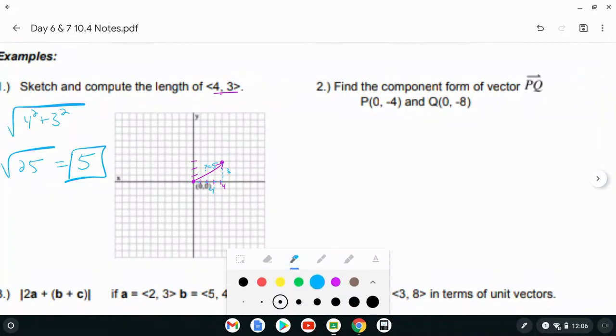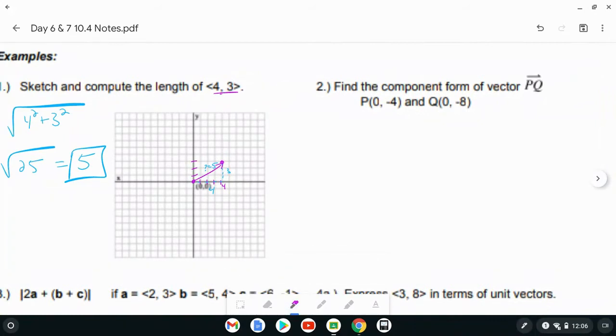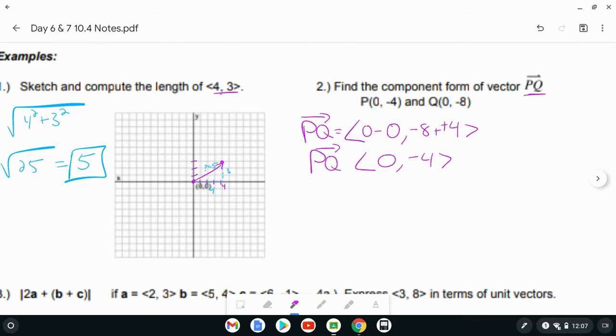If we take a look at number 2, it says find the component form of the vector PQ. Well, now we're going to do an algebraic approach. So we're going to do x2 minus x1, comma y2 minus y1. Now be careful. We have a double negative here, so the double negative becomes a plus, a positive. So the vector that we're talking about is 0 comma negative 4. Sorry, we're finding the component form. I thought we were going to find the magnitude. That's all we're finding right there: the component form of this vector.